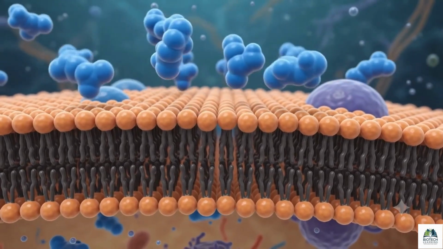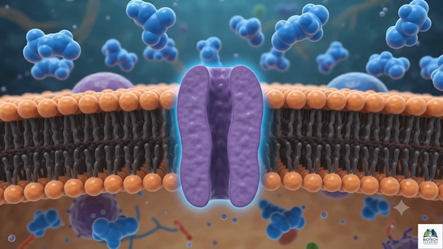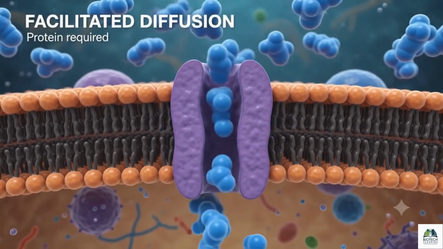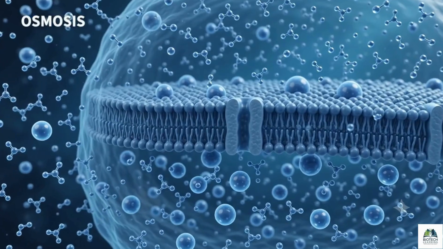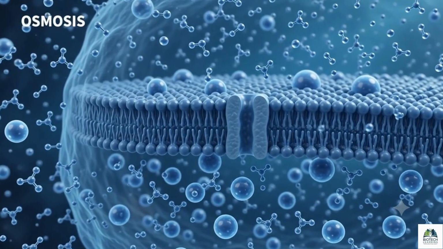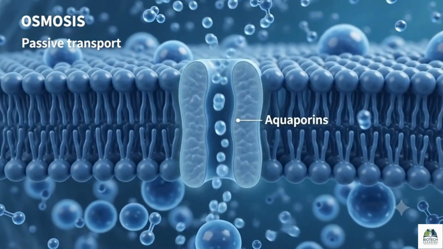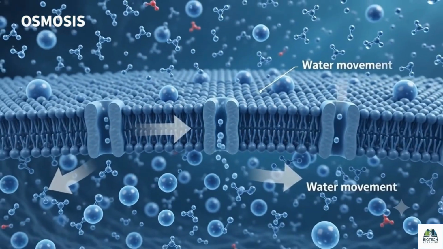But not every molecule can pass through the lipid bilayer. Glucose and many ions are too large, polar, or charged to cross the hydrophobic membrane easily. Osmosis is a special case of passive transport involving water. Water crosses through specialized membrane proteins called aquaporins.